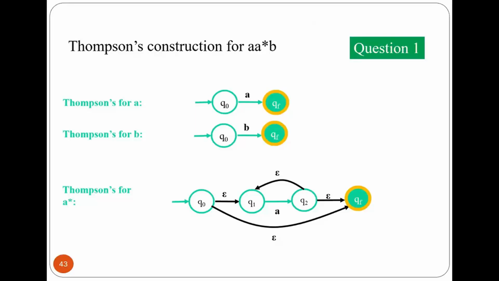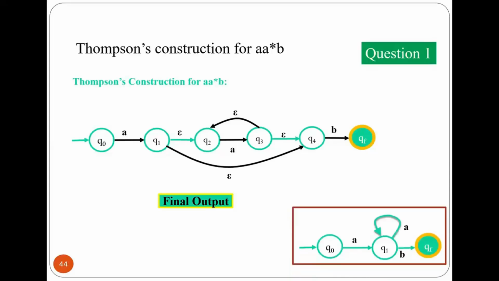Now we will solve 3 or 4 questions just for the sake of understanding. We have A star B. We need to construct the NFA using Thompson's construction. If I talk about A, there's a simple Thompson's construction. For B, Thompson's. For A star, as I discussed in the previous slides, 4 epsilon moves are compulsory. So what will be the output? The output will be A in concatenation with A star, which is in concatenation with B.